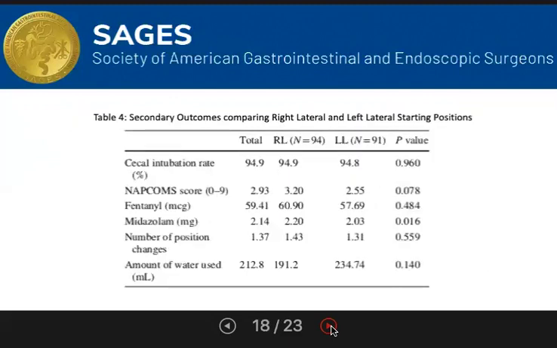This table shows the secondary outcomes comparing the right and left lateral starting positions. There was no difference identified for any of the secondary outcomes except for the amount of midazolam, with more midazolam used for patients starting in the right lateral position.